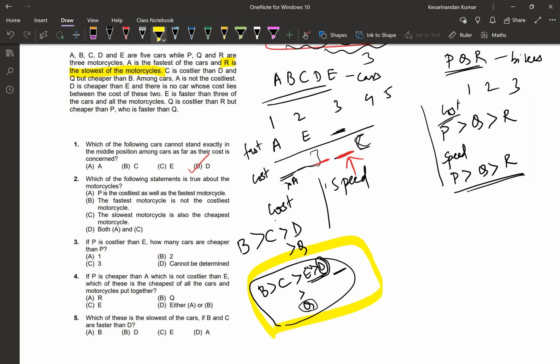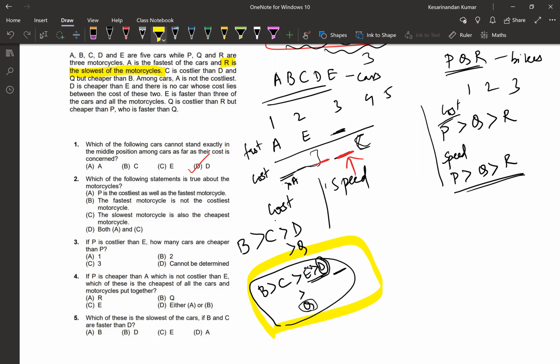Yes, yes. Okay. How many cars are definitely greater than D? 3. So is it possible for D to come in middle position? Oh, no. Can I be definitely sure for any other car in such a way? Can I be sure for E? No, E can come in the middle position, right? Because two are definitely above it.